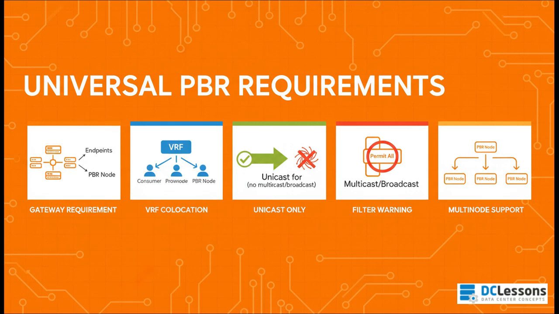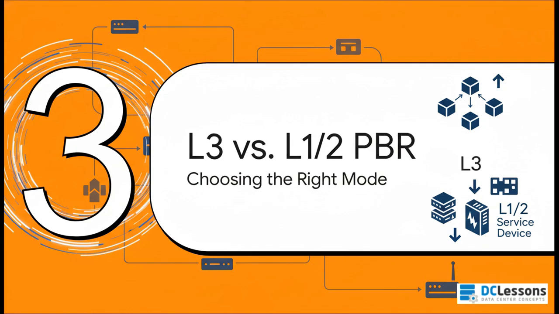And that brings me to a big warning. Be really careful with your contract filters. If you use a generic permit all, you could accidentally redirect things like ARP traffic, which you definitely do not want to do. Next up, let's break down the two main flavors of PBR. ACI gives you a couple of options depending on what kind of device you're trying to insert. And, you guessed it, each one has its own specific set of rules.